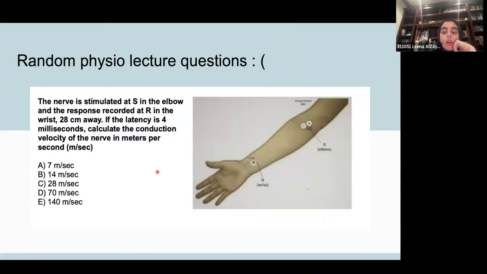Okay, the nerve is stimulated at S in the elbow and response recorded at R. So it's 28 centimeters away, the two electrodes. If the latency is 4 milliseconds, calculate the conduction velocity in meters per second. First of all, they told you the distance and the latency. What do they want? The velocity. They tricked you because they gave you 28 centimeters and they want it in meters. So don't get this confused. And they give you 4 milliseconds and they want it in seconds. So you have to convert this and you have to convert this.